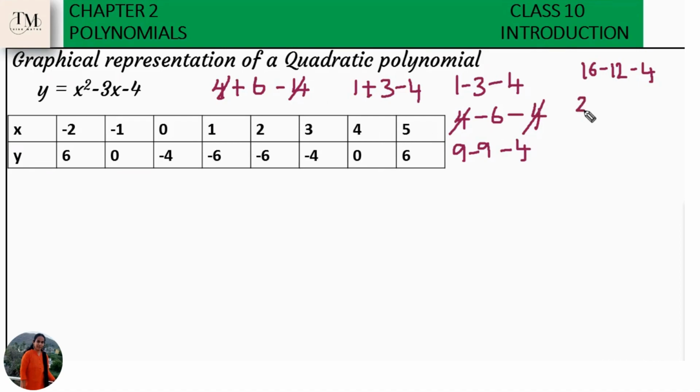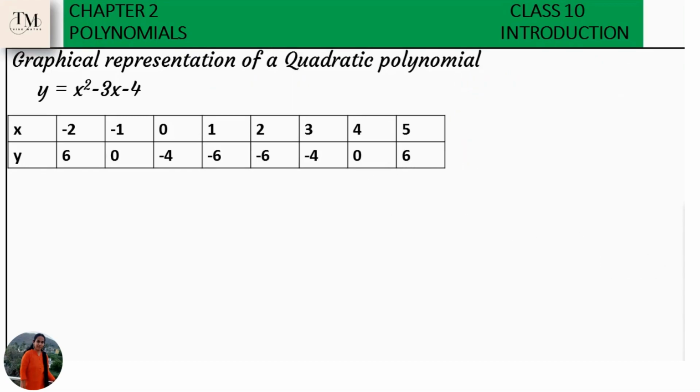Next, when x is equal to 5, 5 square is 25, minus 3 into 5, 15, minus 4. So 25 minus 15 is 10. Then 10 minus 4 will be 6. Okay. Now let us plot the values in the graph.